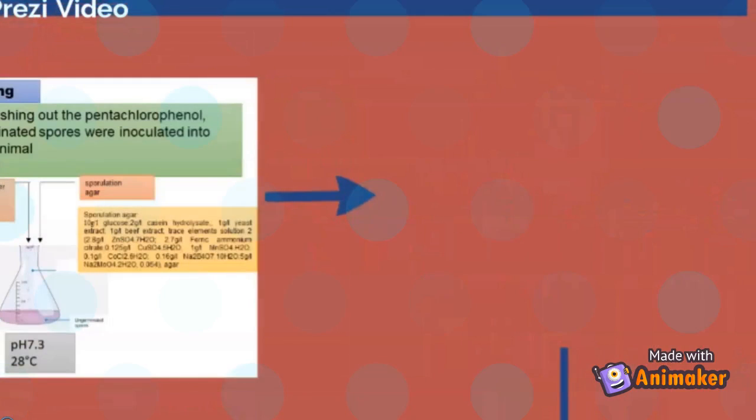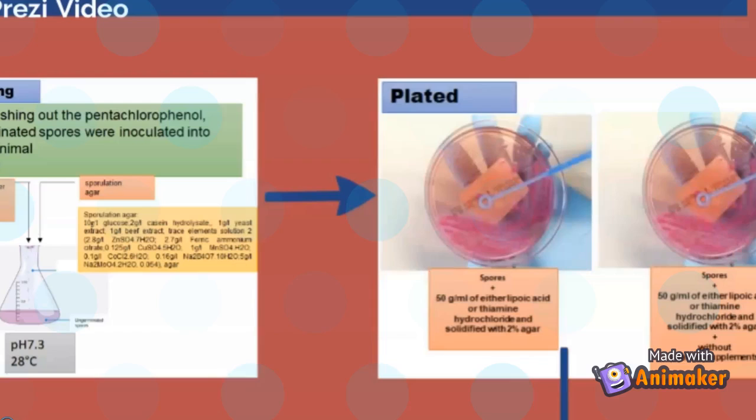Next, after filtration, we'll go to the washing. By washing out the chlorophenol, the ungerminated spores will be incorporated in a fresh mineral media such as fluorescent agar. The fluorescent agar chemical reagents are shown in the figure in orange color there. And it is incubated at pH 7.3 with 28 degrees Celsius.